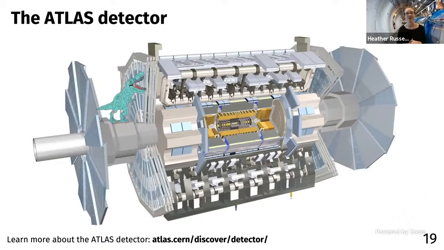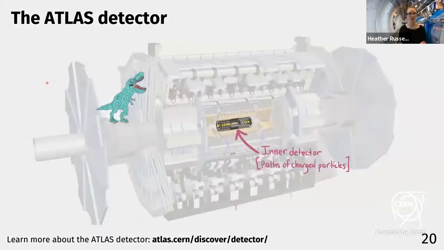Now, we can't take pictures of all types of particles in exactly the same way. So there are lots of different parts of the detector. It's probably a bit overwhelming to look at them all at once here, but I'm going to highlight the most relevant ones in the next few slides. So at the center of ATLAS is what we call the inner detector because, well, it's the innermost part of our detector. And the inner detector helps us see the paths of charged particles like electrons or muons.